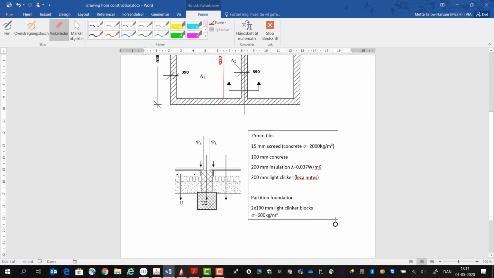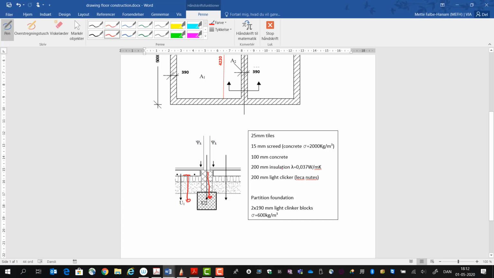And down here I made a detail of the construction. Over here we have the part with underfloor heating, and we calculate from the underfloor heating pipes and down for the U-value, because that's where we have the heat source. That means we won't start with RSI, the internal surface resistance, but we start in the material. Then we have the partition foundation, where we don't have so much insulation, so we also calculate from in the material and down, U2.